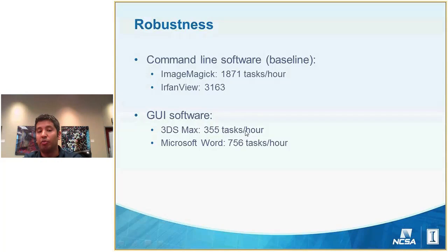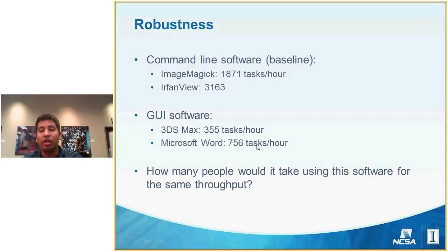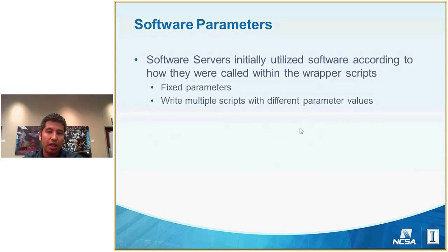Like 3D Studio Max, which is a heavyweight piece of software, 355 tasks per hour, much lower than the command line stuff, and Microsoft Word at 756 tasks per hour on average. But the thing to keep in mind here is how many people it would take using the software manually to get this kind of throughput. The important thing for an archive is that it's automated. It's just a script or a program running through your entire archive doing these operations, so you fire and forget and just have it carry it out.